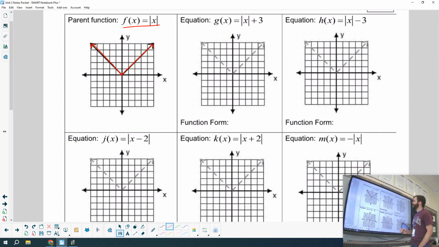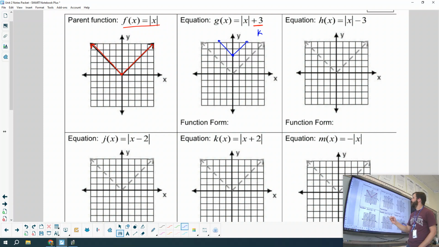Okay, so let's talk about what happens if I add 3 on the outside. Remember, that's our k value. And so if my k is 3, we're going to go 3 up. Okay, so you can see that here. We go up 1, 2, 3. I could put a point, but then my graph is still just going to be a V that goes out both of those directions.